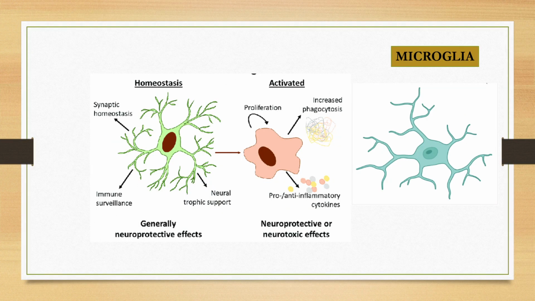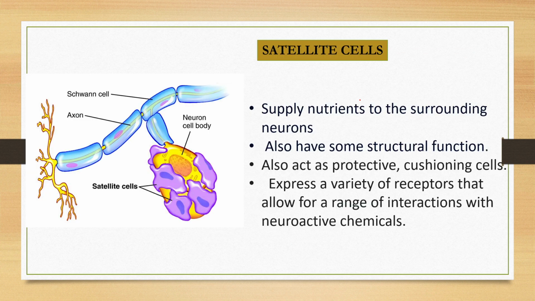The next type of neuroglia is microglia. Microglia are mainly responsible for phagocytic actions. Whenever there is an inflammatory reaction, there is a release of cytokines, and the microglia enter that site and engulf the debris. So they are mainly responsible for phagocytosis.